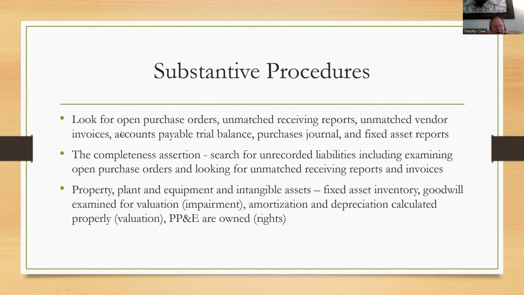Now, substantive procedures. Look for open purchase orders, unmatched receiving reports, unmatched vendor invoices, and the accounts payable trial balance. You would look at that trial balance, everyone that you owe money to, and compare that to the control account, which is what shows on your financial statements. Then the purchases journal and the fixed asset report. The purchases journal is just a list of all your purchases during a period.